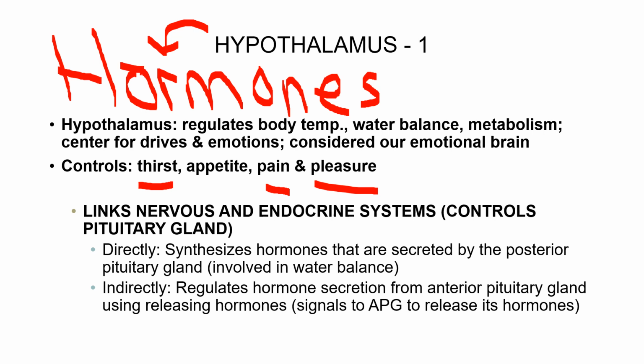And those hormones control all sorts of other different glands that control your hormones, such as your thyroid and your pancreas and your testes and ovaries and adrenal glands, and the list goes on and on.